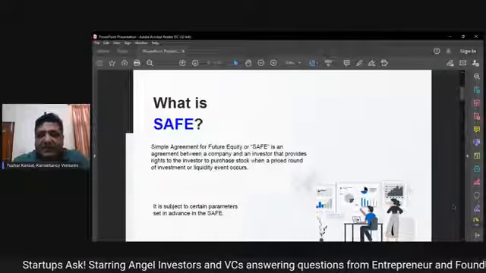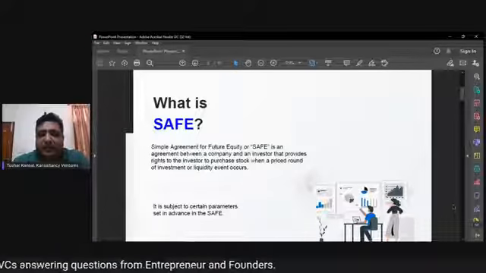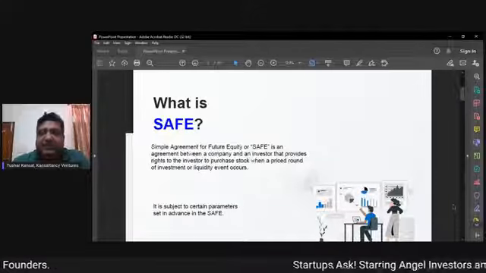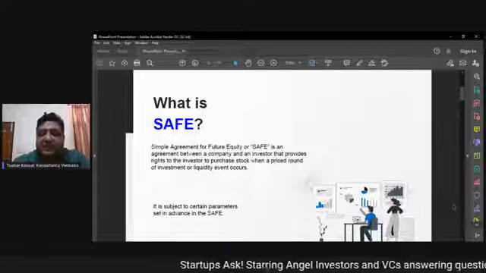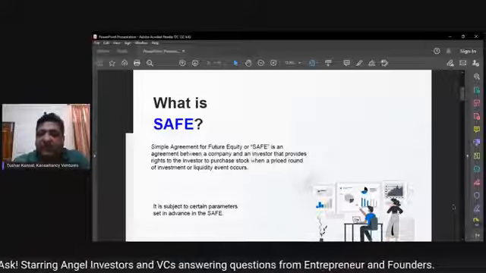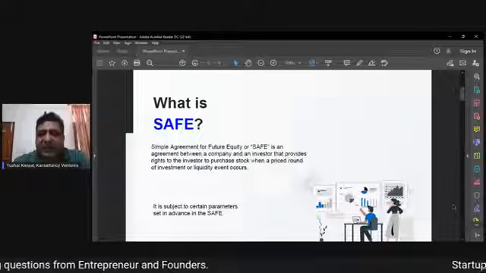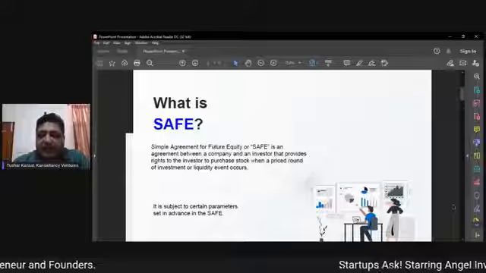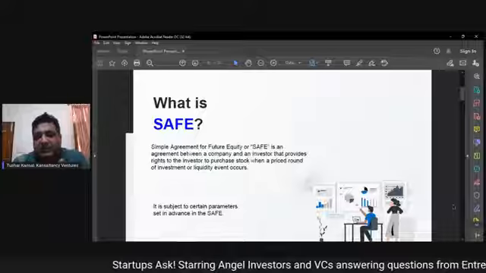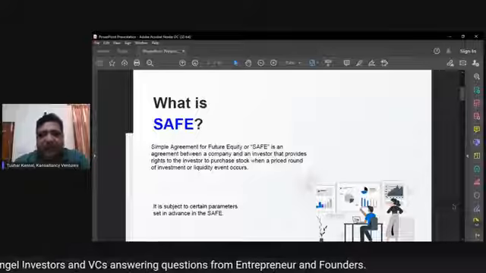What is SAFE? SAFE is simple agreement for future equity. It is an agreement between the company and the investor, and the investor, by signing the SAFE, gets a right to purchase stock in the future whenever an investment happens in the company or a liquidity event happens. We say liquidity event like anybody putting money in the company, and the conditions under which this investment will happen in the company are set out in the SAFE agreement.